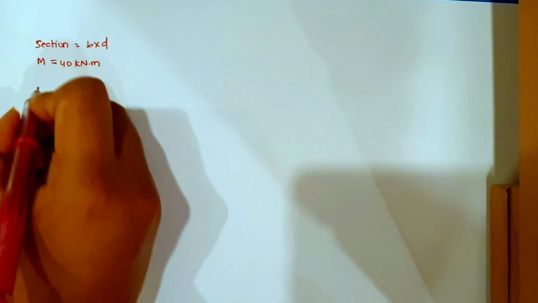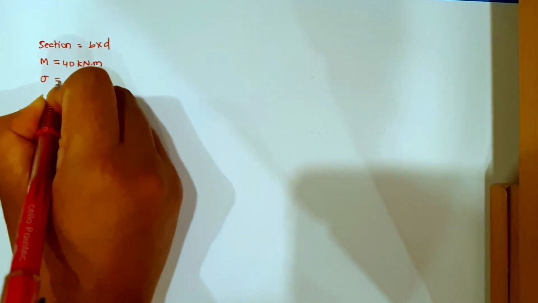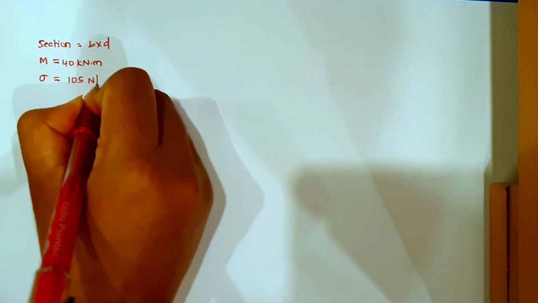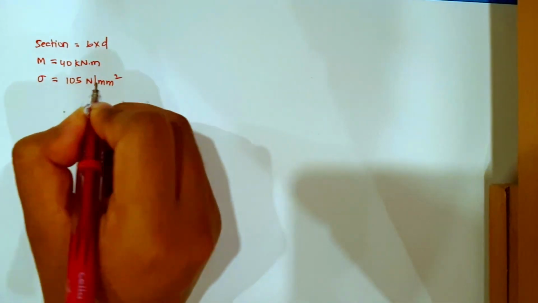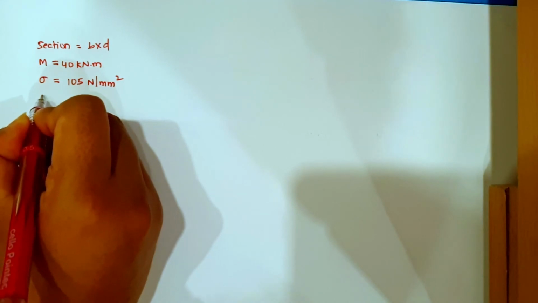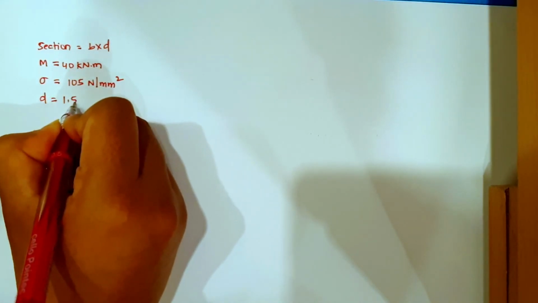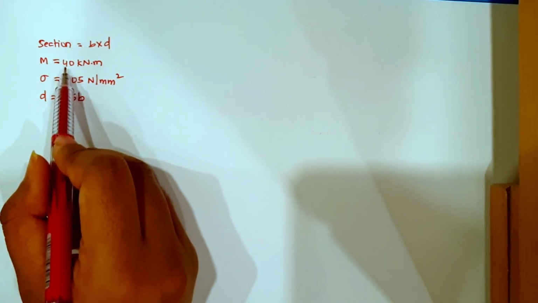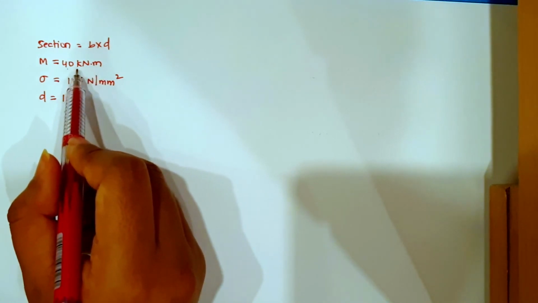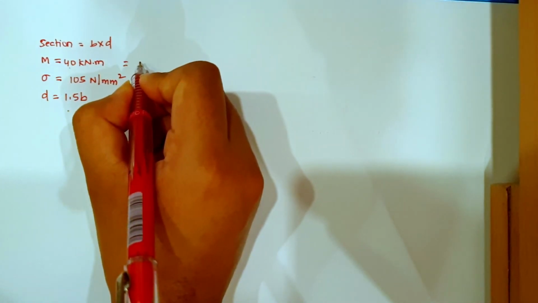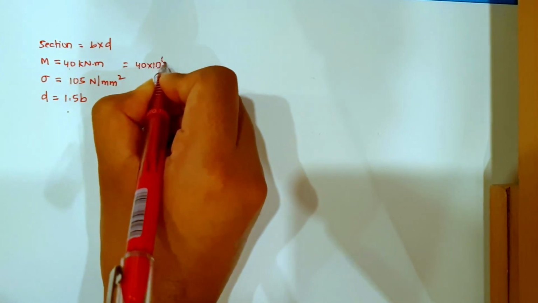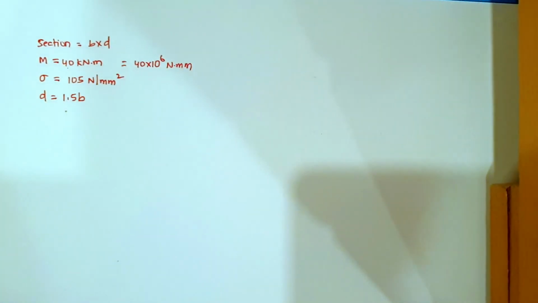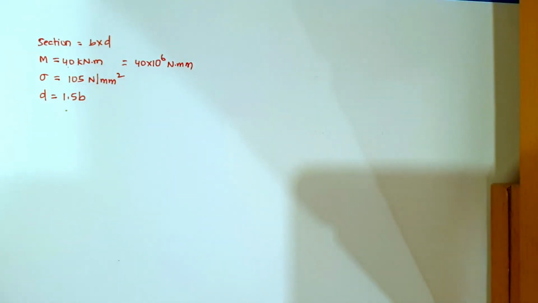What else is given? Determine the dimension of the section if the maximum bending stress is not to exceed, now bending stress is given, bending stress equals 105 Newton per mm square. Now they have also asked us to take the ratio of D as 1.5 times B, right? Now if I want to convert this 40 kilonewton meter to Newton mm, it will be 40 into 10 raised to power 6 Newton mm. Now we need to find the size of the beam again.